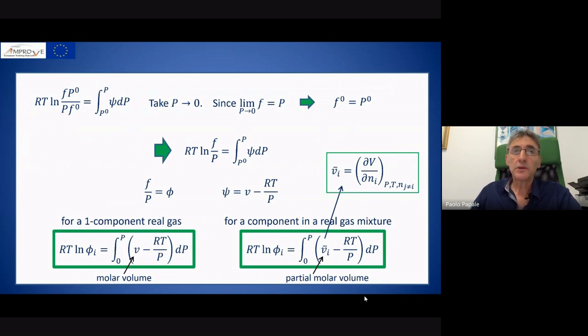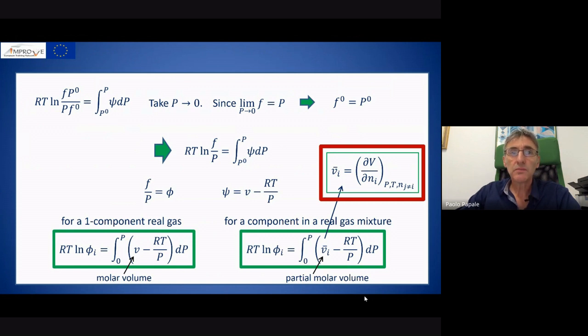Let me open a bracket here. It is useful to remind what is a partial molar quantity, the definition of which I gave in lesson 2. A partial molar quantity refers to a given component and is obtained by the corresponding total mixture quantity, partially differentiated with respect to the number of moles of the component. This is the corresponding expression for the case of partial molar volume.